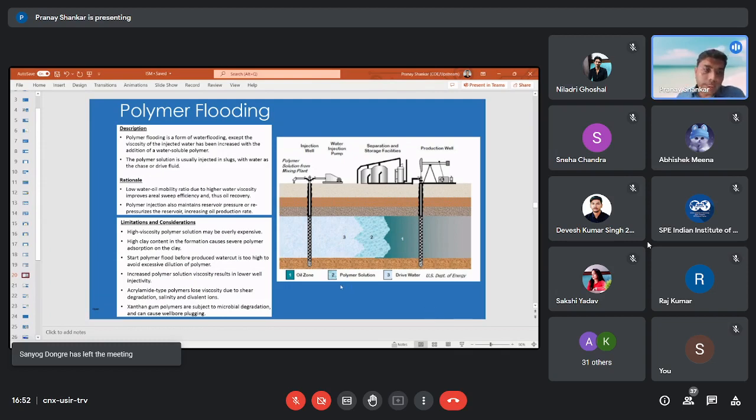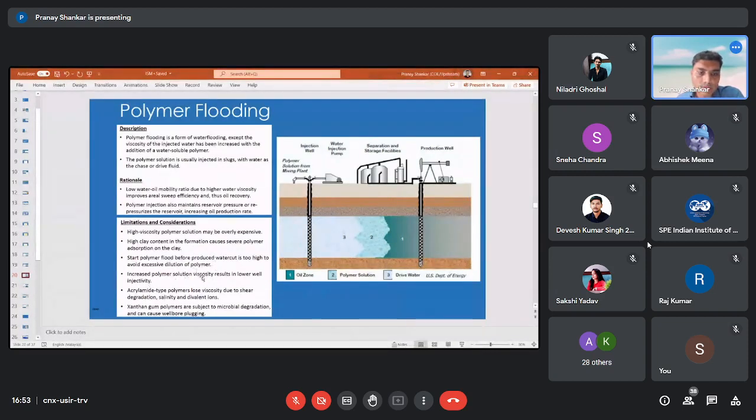In terms of limitations, high viscosity polymer solution may be highly expensive. Then, clay content in the formation: the higher the clay content, the more your polymer degrades and gets adsorbed on the rock. As I said, rock fluid interaction is very important. If you have very high clay content, polymer adsorption within the reservoir rock is high, and hence your recoveries will be slightly lower. Start polymer flood before produced water cut is too high.